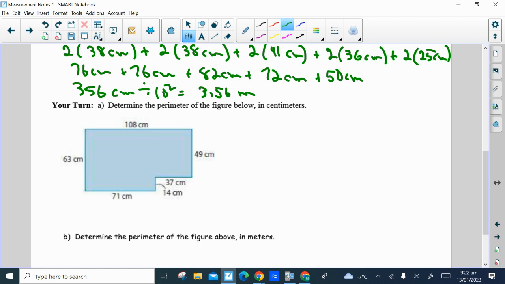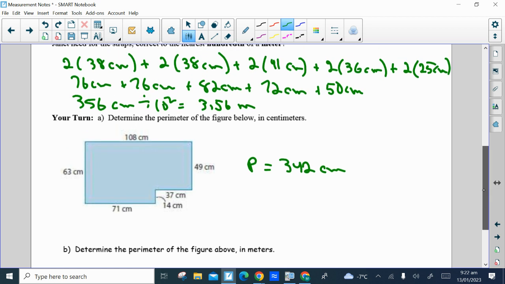Okay, the next one, we want to find the perimeter in centimeters. So basically you're going to add up all those sides. I'll just tell you what it is. It's 342 centimeters if you add them all up. But then we want to convert that into meters.